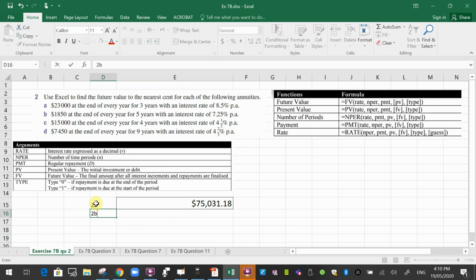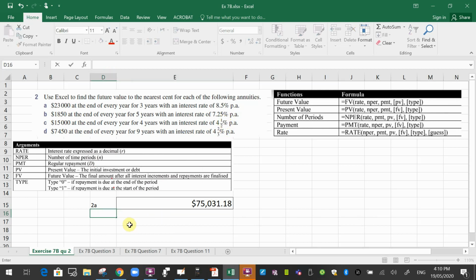Now for 2B, start the same way. And this time we have 7.25%, so I'll just start you off because there are a couple of tricky ones. 7.25% and so on. NPER 5, and the PMT, the payment, is going to be a negative, remember. Okay, that's that one.